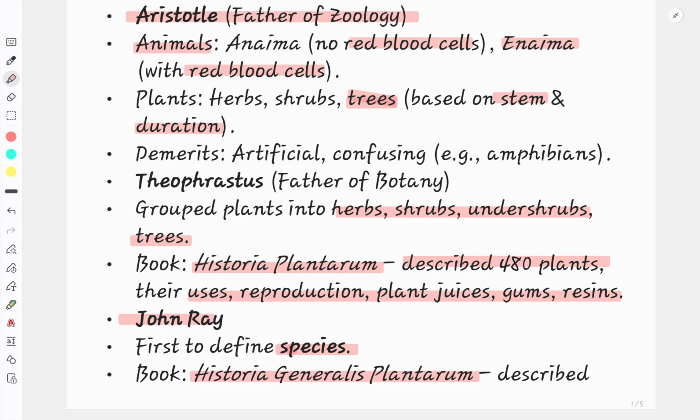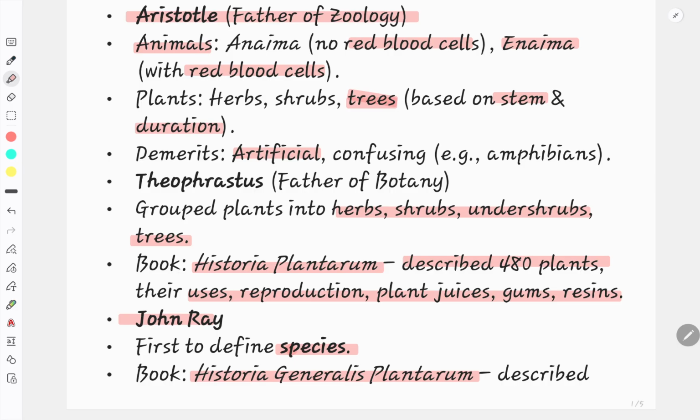What were the demerits? The demerit was that it was artificial, not based upon the natural system or the natural characteristics of the organism. It caused confusion. For example, amphibia: some amphibia have red blood and some have blue, which creates a lot of difference between them.